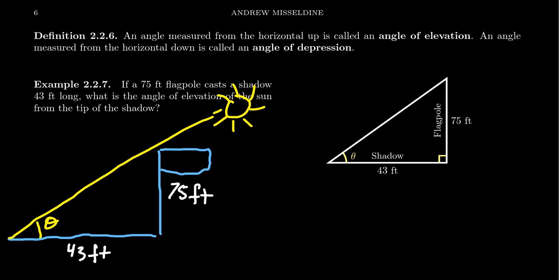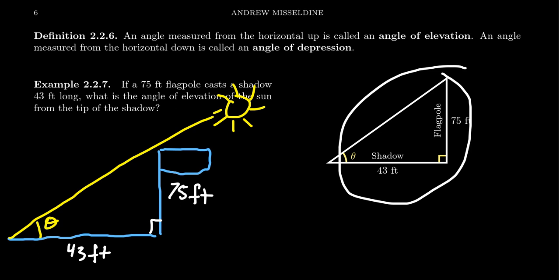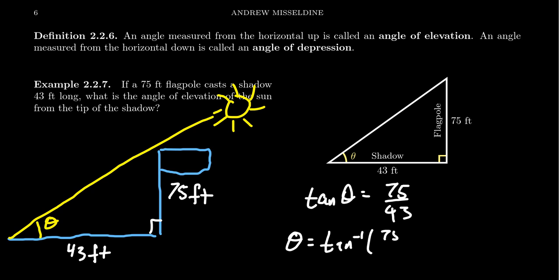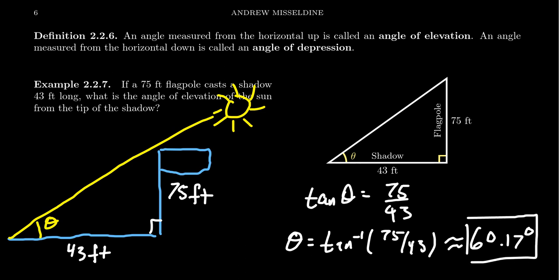As the flagpole is perpendicular to the ground, this forms a right triangle that you can see here in a much more simplified diagram. We have a right triangle for which we know the adjacent side and the opposite side, but we don't know the angle. So we can use a tangent ratio here. Tangent of theta equals opposite over adjacent, so solving this right triangle, theta is equal to arctangent, tangent inverse, of 75 over 43. This is something we put into our calculator to get an estimate. Make sure your calculator is in degree mode. We get an estimate of 60.17 degrees. So the sun is approximately causing an angle of 60 degrees with its sunlight right there.